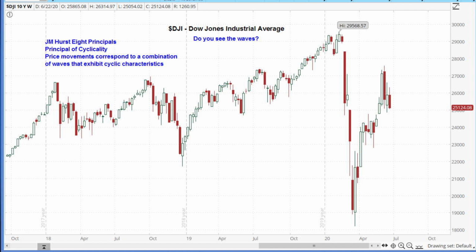So we have a cycle analysis workshop, and it's based on J.M. Hurst's 8 principles of cycle analysis. The very first one is the principle of cyclicality, which says that price movements correspond to a combination of waves that exhibit cyclic characteristics. So there's a combination of waves in here that actually have a recurring pattern. Do you see the waves? Well, it takes kind of a trained eye, and how you get there I'm going to show you right now.